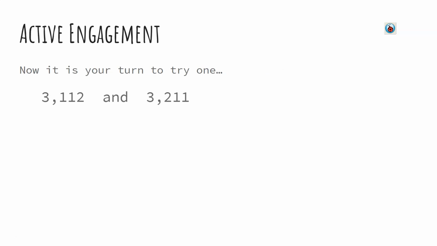You are going to compare the numbers 3,112 and 3,211. Okay, so we're going to stop for a second and give you a chance to try this. Remember to start with the greatest place value and compare the numbers in each place until you can tell which one is greater or less. All right, have a go and give this a try.